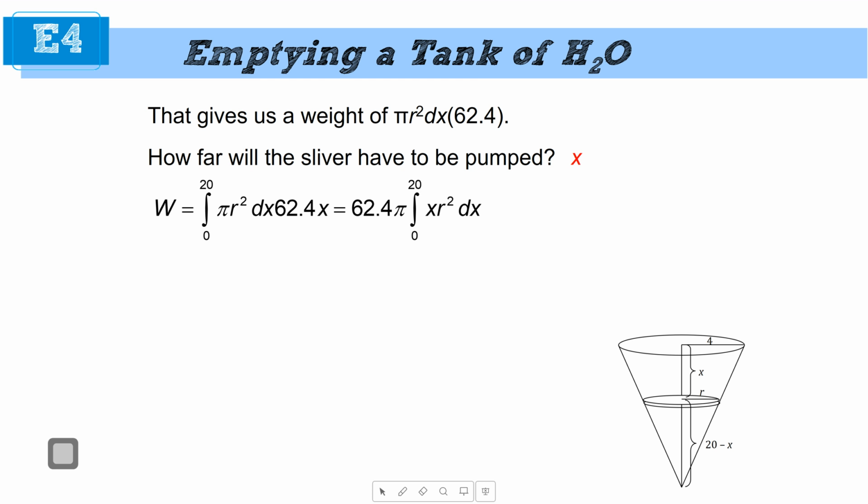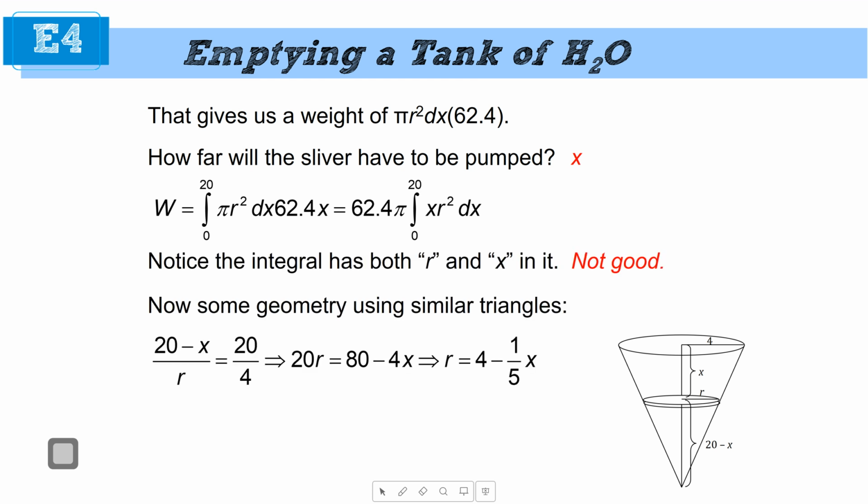What's wrong with that integral? It has two variables, that's bad. How do we get rid of one of the variables? Good. We find out what r is equal to in terms of x. You got it. Your friend and mine, similar triangles.